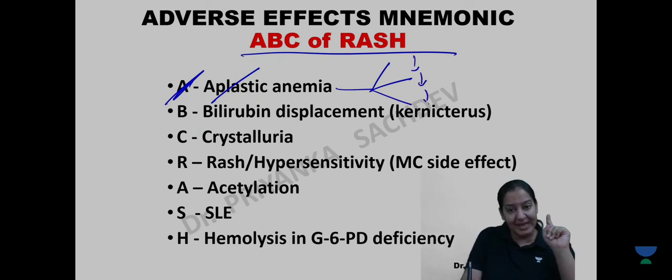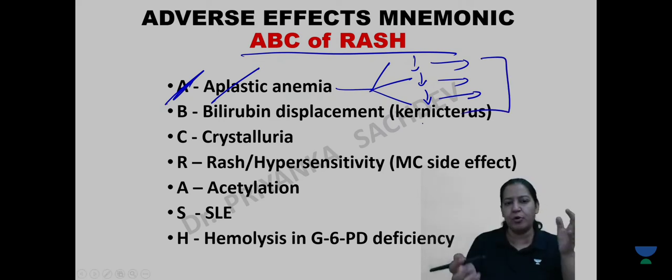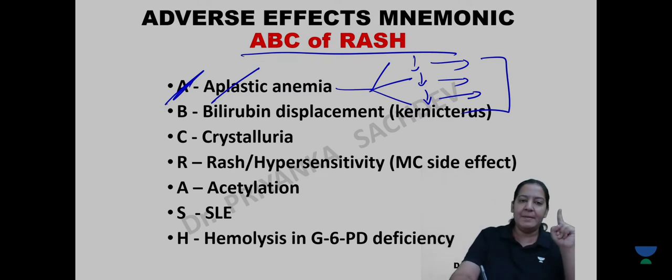Less RBC, less WBC, less platelet. Patient has anemia, thrombocytopenia, leukopenia. Patient has pancytopenia due to aplastic anemia because they suppress the bone marrow a little bit. The second B, ABC ka B.